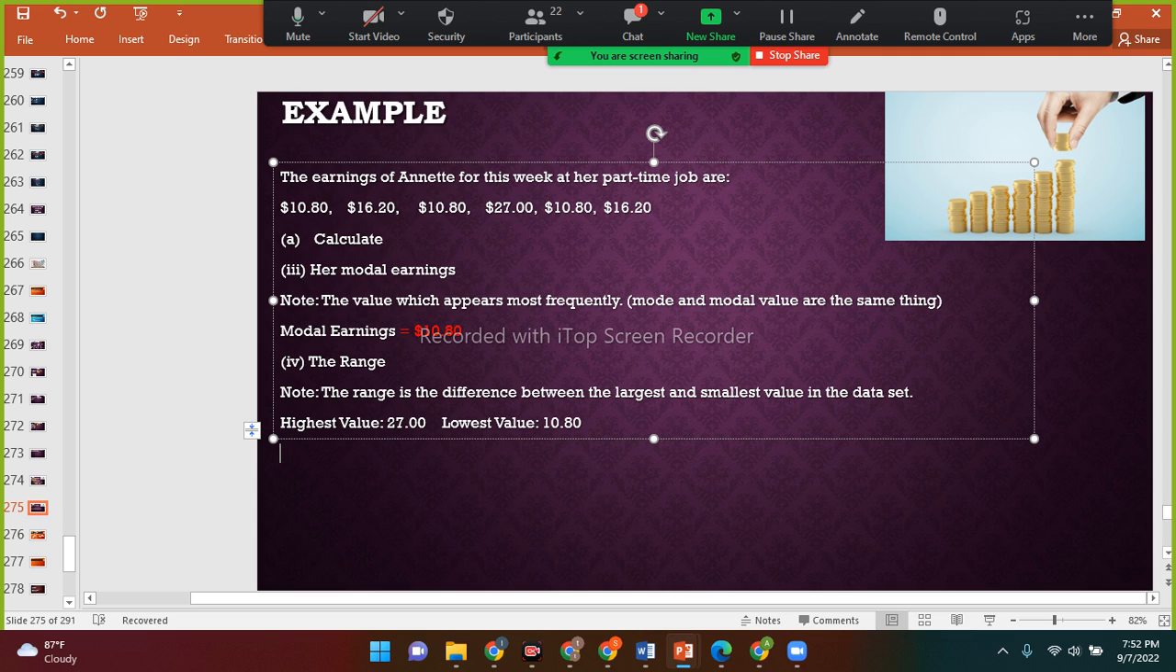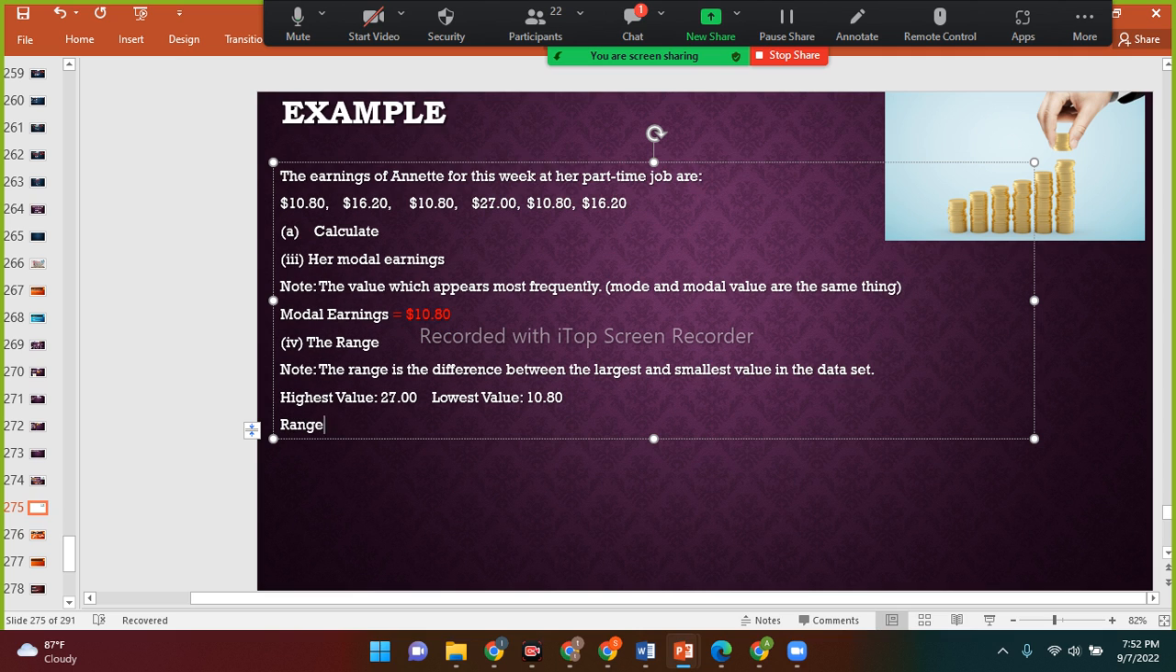And so the range is going to be most definitely 27 minus 1080, which is 16.2. 16.2. All right, so that's how we got the range.